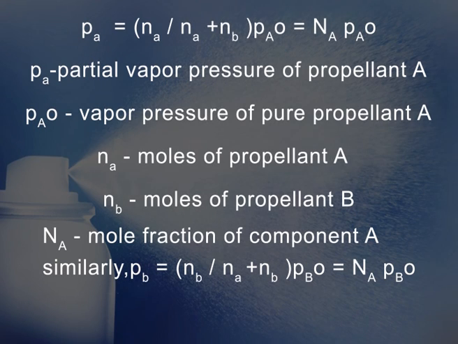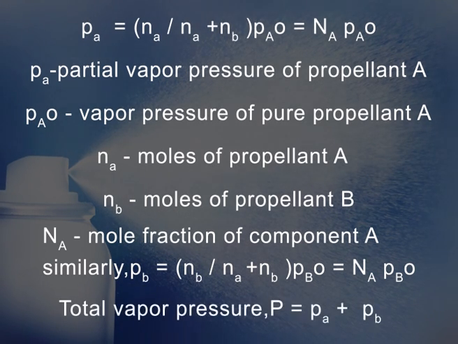Similarly, it can be written for component B, that is Pb = Nb/(Na + Nb) × Pb0 = Nb Pb0. And this equation can be further explained as total vapor pressure, that is capital P = Pa + Pb, where this capital P is the total vapor pressure of the system.